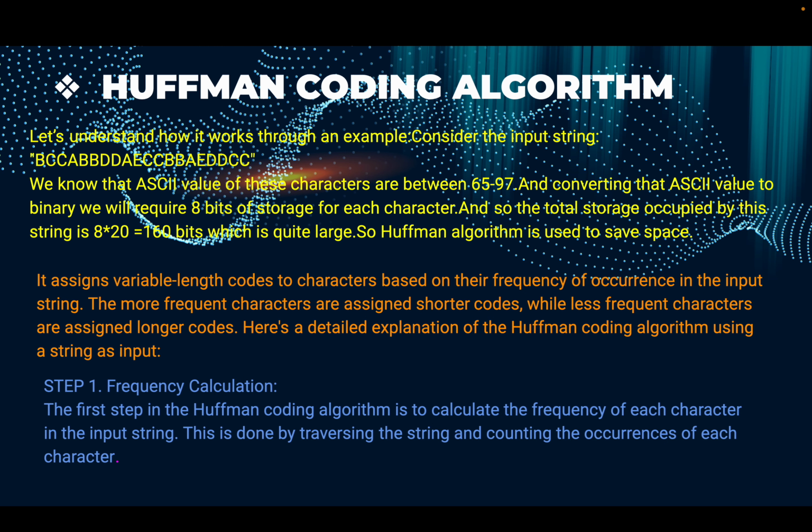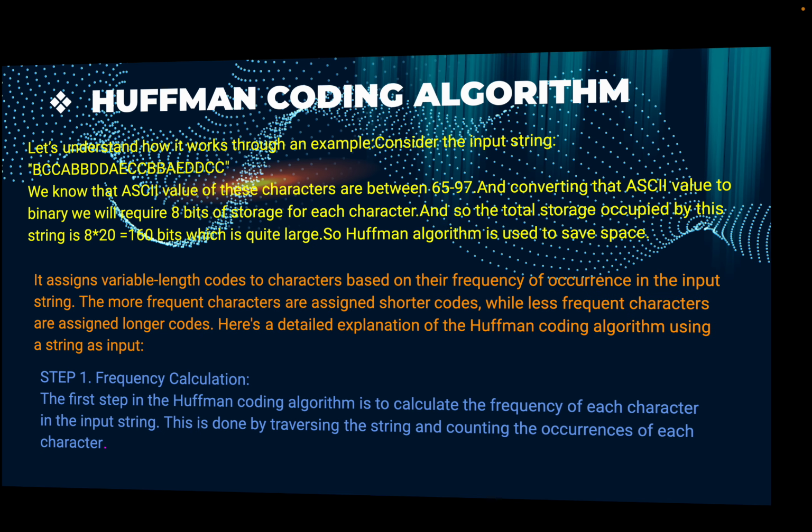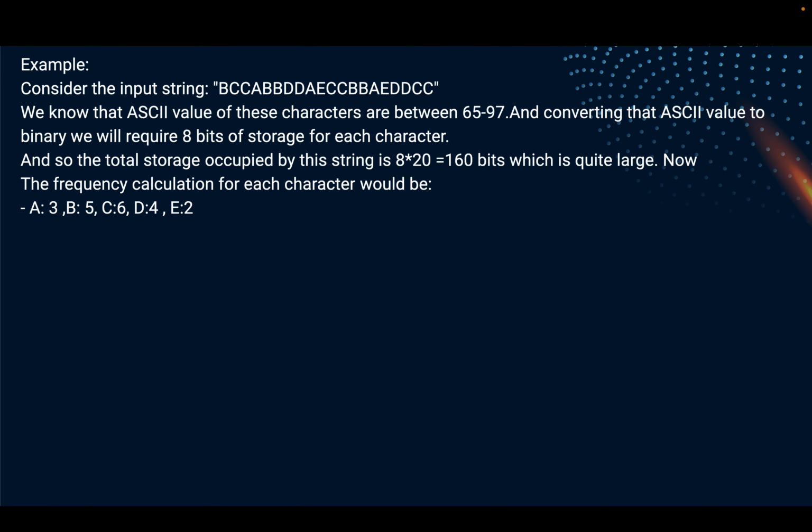Step 1, frequency calculation. The first step in the Huffman coding algorithm is to calculate the frequency of each character in the input string. This is done by traversing the string and counting the occurrence of each character. Example, considering the input string BCCA, BBDD, AECC, BBAEDDCC. We discussed earlier that each character requires 8 bits of storage. So the frequency of each character would be A3, B5, C4, D4, E2.